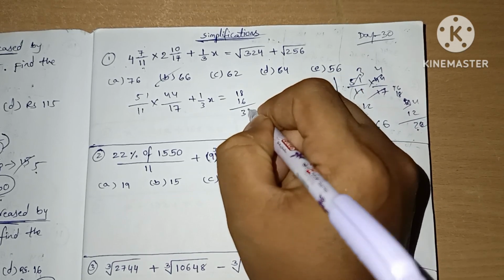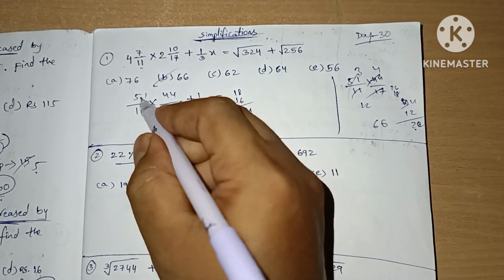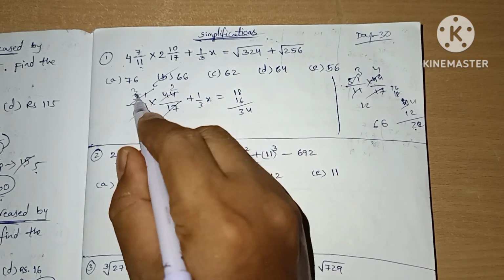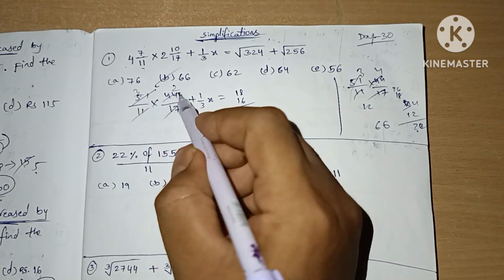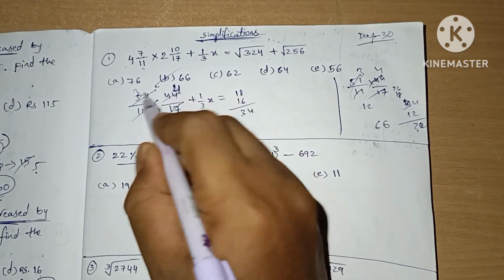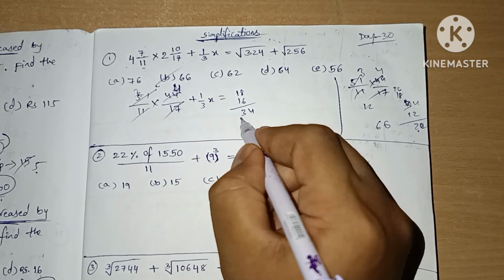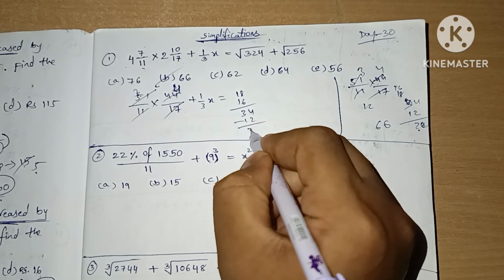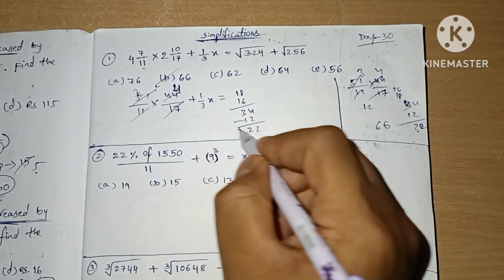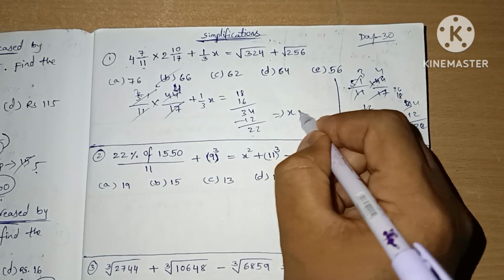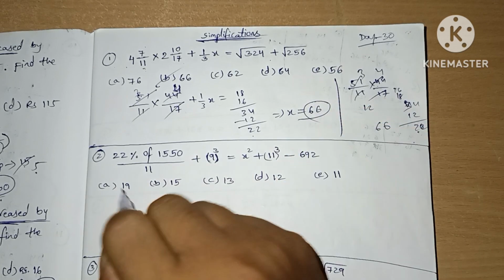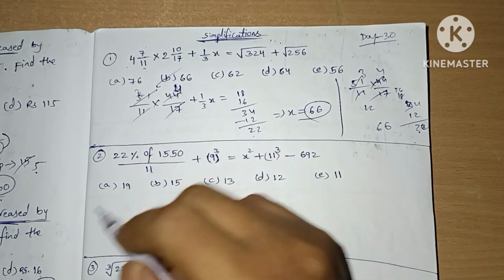We get 34 here and 17 3 times, 11 2 times. This will be 11 4 times. 4 3 times will be 12. 12 comes this side with minus. We get 22. 1/3 of x equals to 22 means x value is 66. This is how we reach the solution.